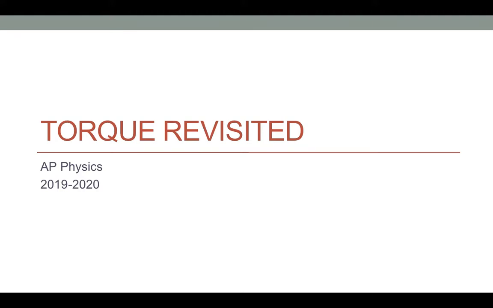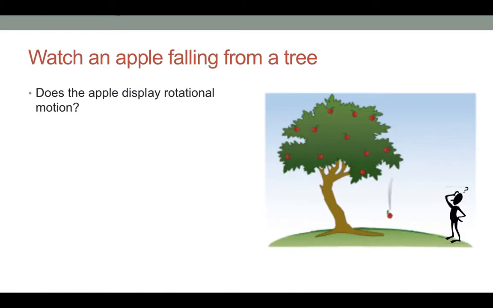Previously, we have only considered torque as applied to an object spinning around a fixed axis of rotation, or rolling. Now we're going to consider, can we apply the idea of angular motion and torque to an object simply moving through space? So consider this apple right here that is falling from a tree. Does it have any sense of rotational or angular motion to it?